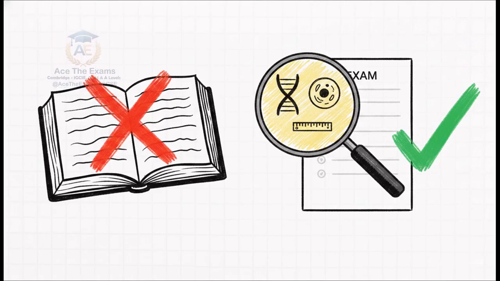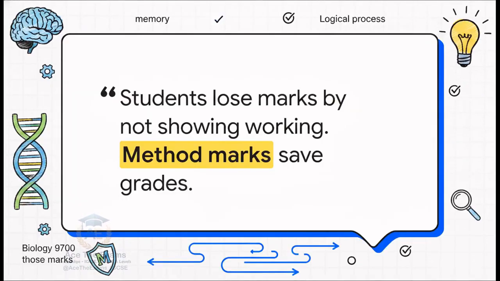Seriously, don't just write a textbook definition. You need to write a specific solution to the biological mystery they put in front of you. I really want you to burn this quote from the examiner alerts right into your memory. Students lose marks by not showing working. Your logical process, your step-by-step reasoning is just as valuable as your final biological conclusion. Don't skip steps. Secure those method marks.